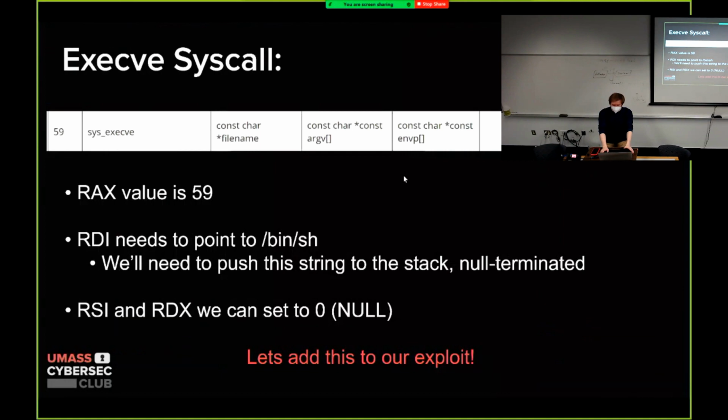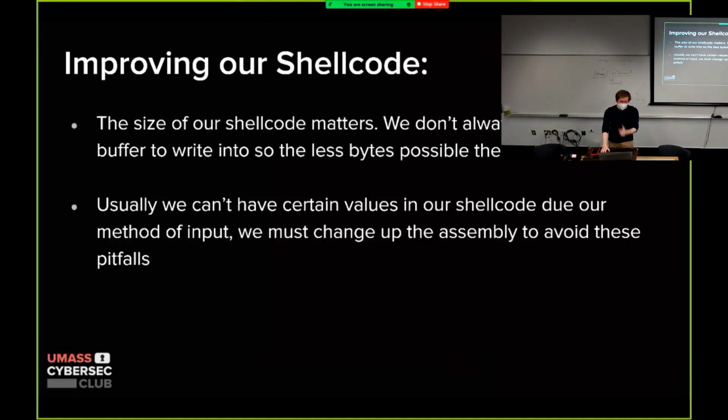Okay, so we got our shell. That's great. We found out how to exploit and break into someone's computer. We're not going to go much farther into what you can do after that, but let's improve our shellcode. We talked about size. Size matters. If our buffer isn't big enough, then we're kind of screwed. Also, depending on how we do input, certain bytes might not work, because gets and fgets will read any byte you want, right? They'll accept null bytes, they'll accept newlines.